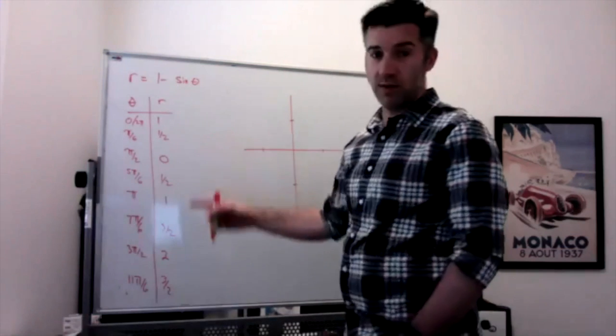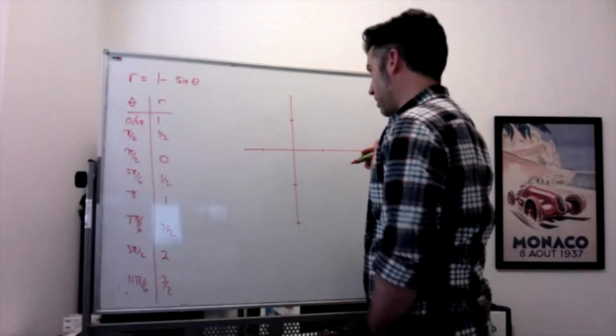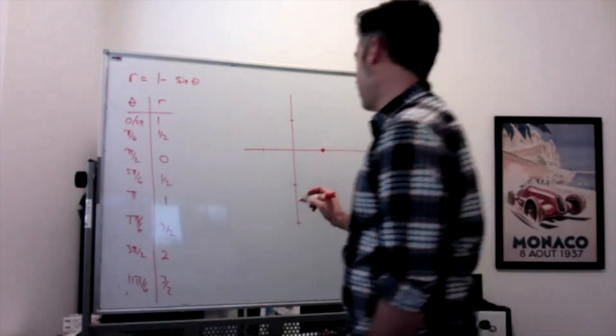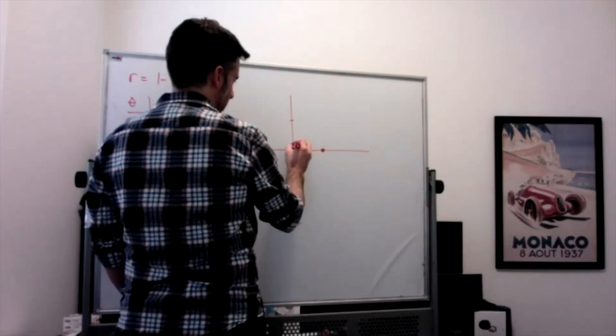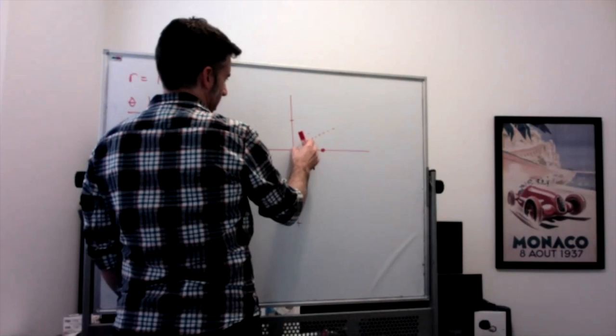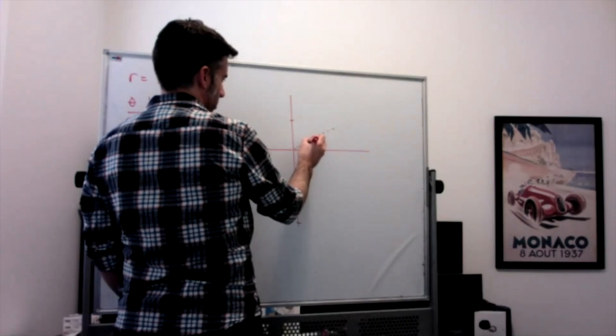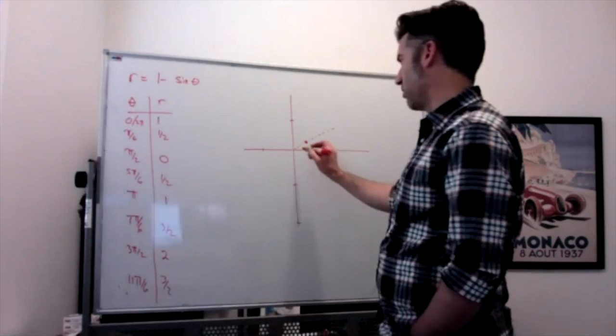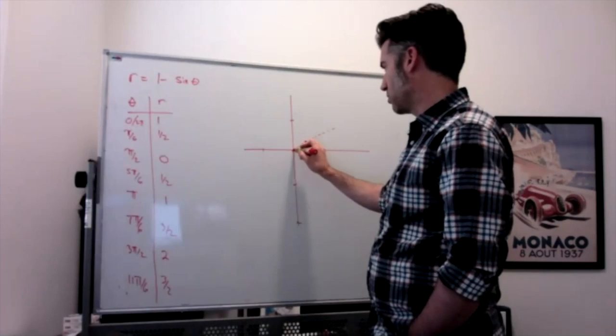So with theta is 0, which means we're pointing to the right, our radius is 1. And then pi over 6, which is maybe like this angle here, our length is 1/2. Right about there. And then at pi over 2, our length is 0. With our length 0, we're always at the origin.